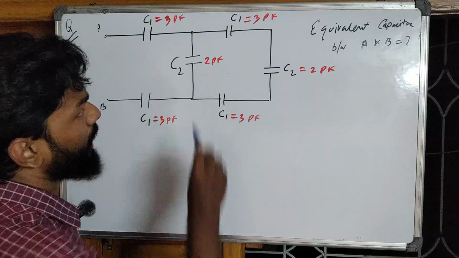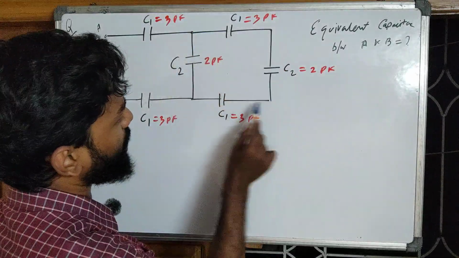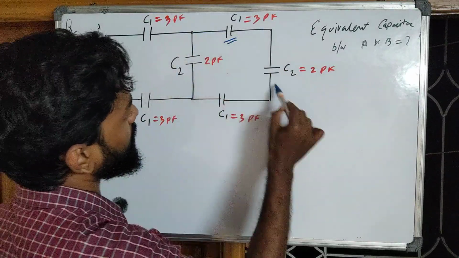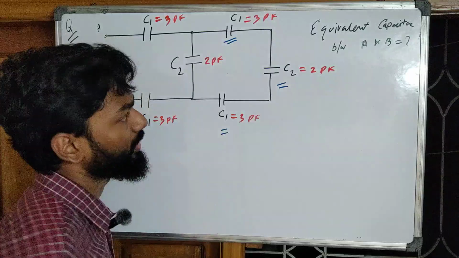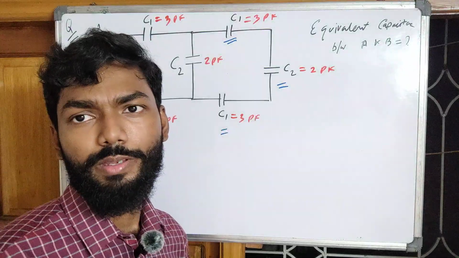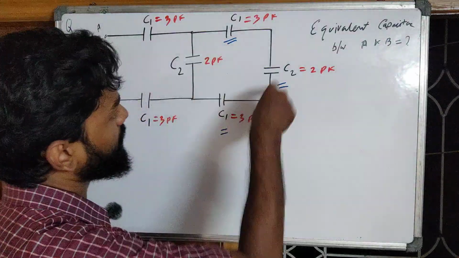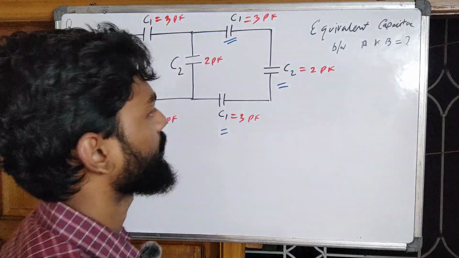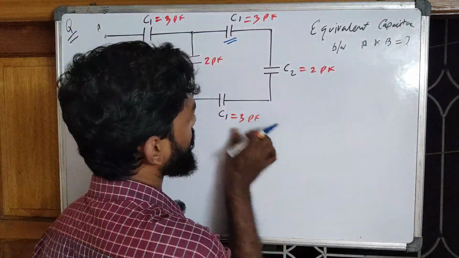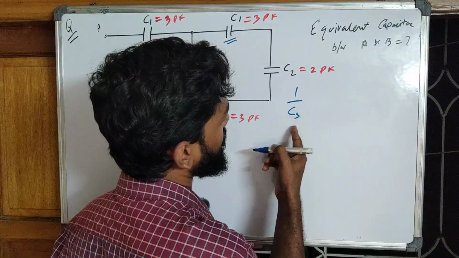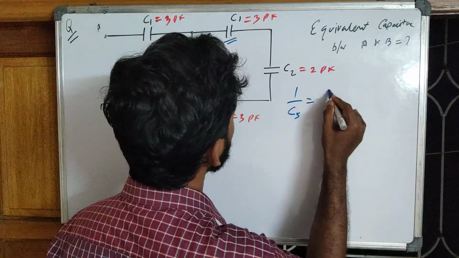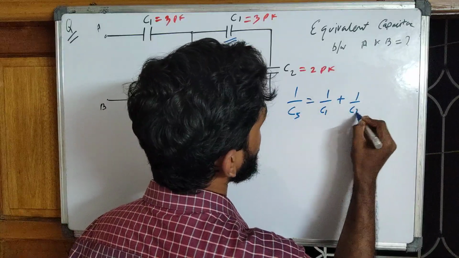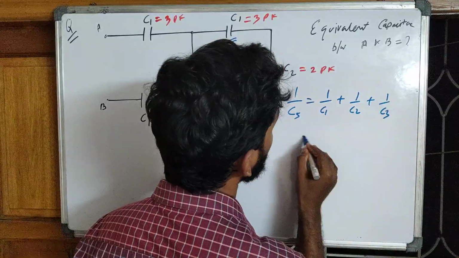Okay, we will approach from this branch. This capacitor and this capacitor, these are in series combination. These three are in series combination. So in series combination, you can apply the formula 1 by Cs, where the S subscript denotes the series. 1 by Cs equals 1 by C1 plus 1 by C2 plus 1 by C3.